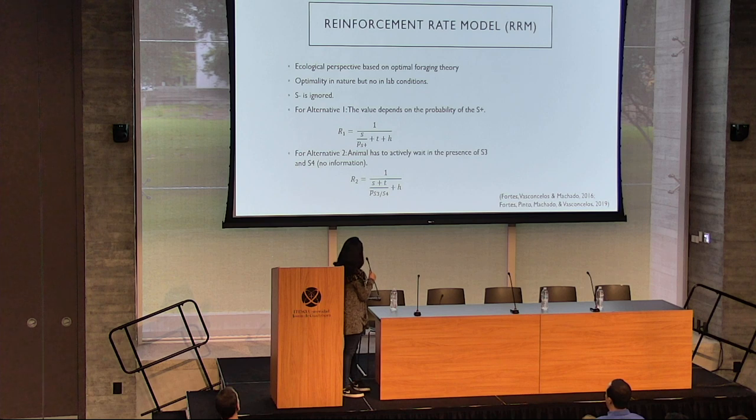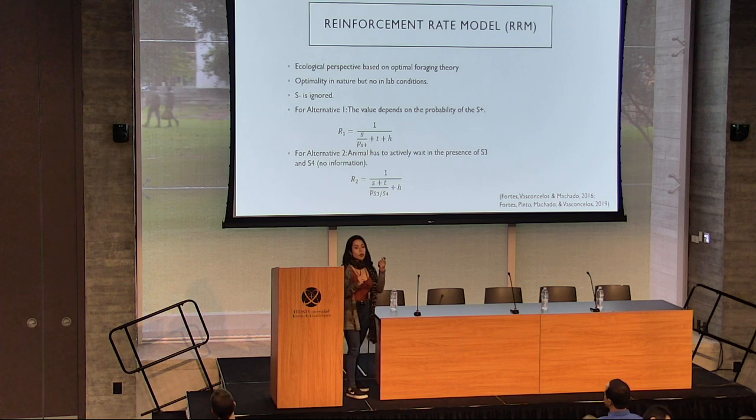Since I said before that they're looking for information, let's see. I'm not going to go through the equation because of time, but essentially they're going to say that they prefer alternative one, the suboptimal but informative one, because the value depends essentially on the probability of the S plus. If you think about it, if I ignore the S minus, it's like I'm choosing between one alternative that is giving me information and food all the time versus one that's giving me food half of the time. So that's where animals are biased for that one.